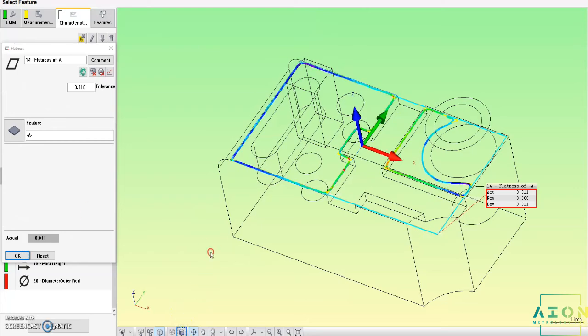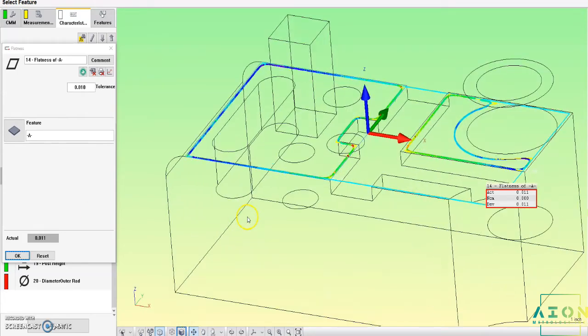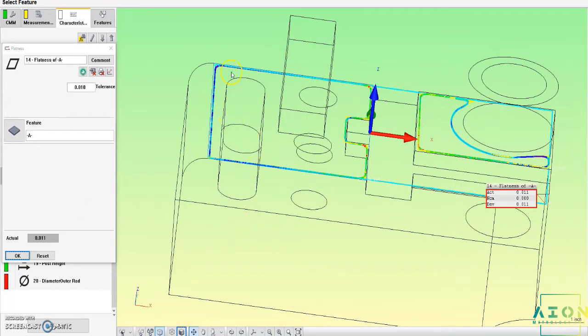On my model, I can see where my high and low zones are on my flatness measurement, blue indicating low and red indicating high. The green areas are showing where you're in compliance.